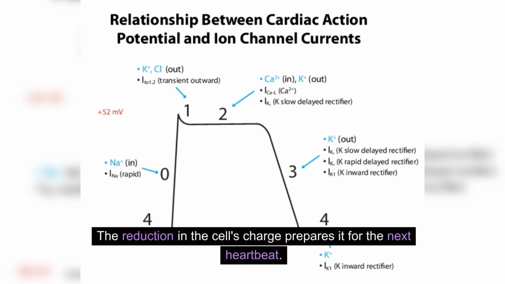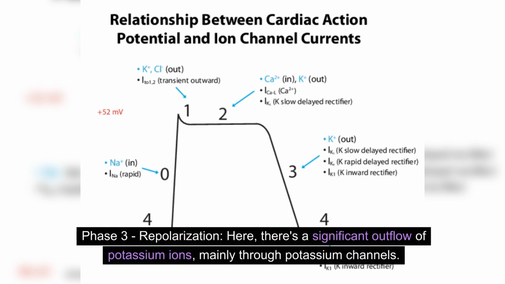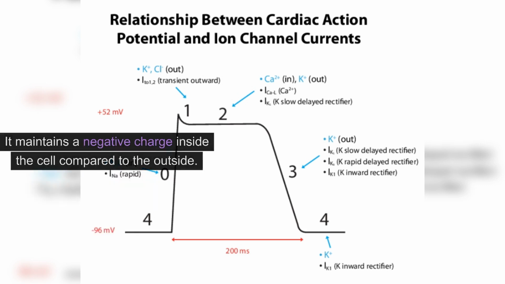The reduction in the cell's charge prepares it for the next heartbeat. Phase 3, repolarization. Here, there's a significant outflow of potassium ions, mainly through potassium channels. This is the resting state of the cardiac cell, where the membrane potential is stable and ready for the next cycle of depolarization and repolarization. It maintains a negative charge inside the cell compared to the outside.